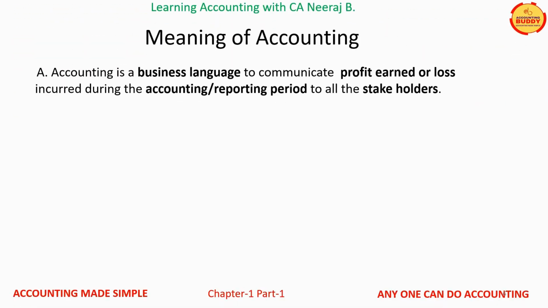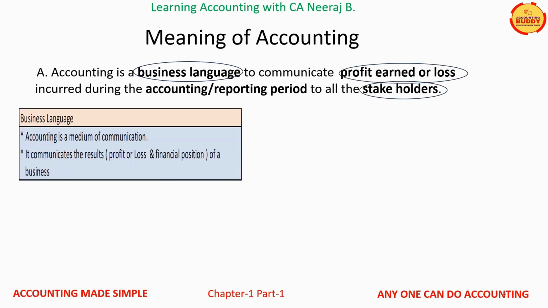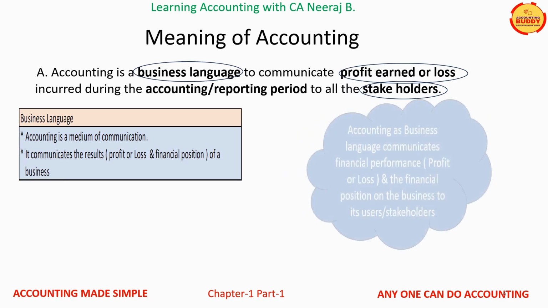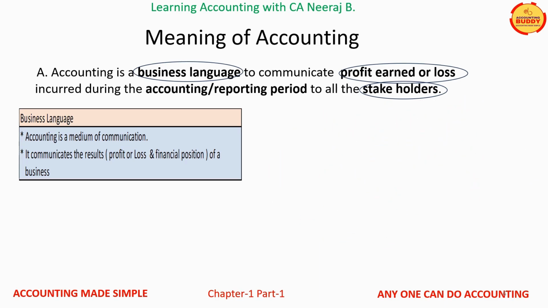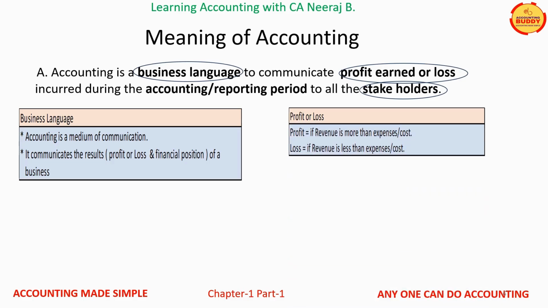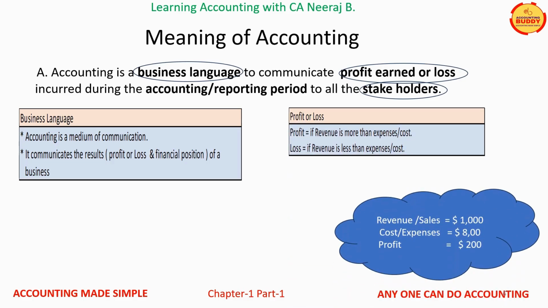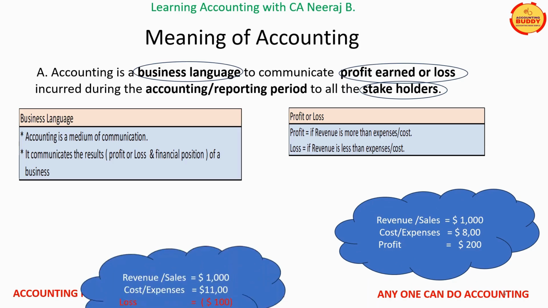Like any other language which is used to communicate, accounting is considered as the business language to communicate business related information to its users. The result of accounting process, that is financial statements, communicates essential information about a business to the stakeholders. At this stage, let us learn a few terms which will enhance our understanding of the term accounting. Profit or loss. Profit means when the revenue is more than cost, and the loss means when the revenue is less than cost.